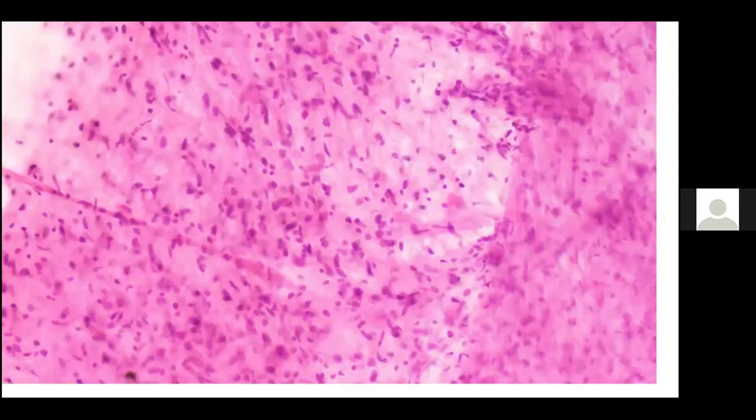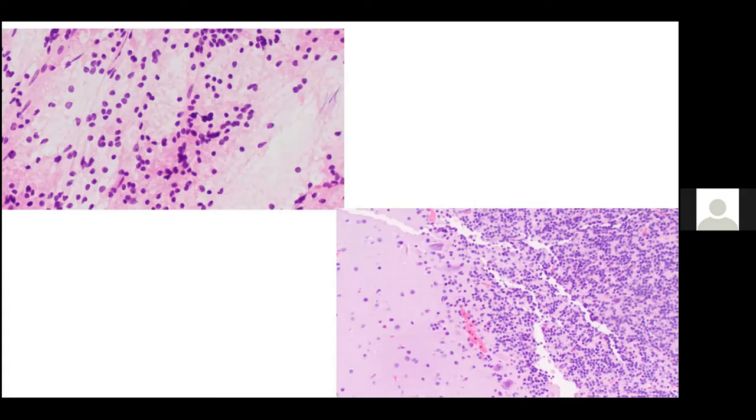Let me see if I can point. The smear on the left also represents normal granule cells. So this is not tumor. You could mistake it for a tumor.